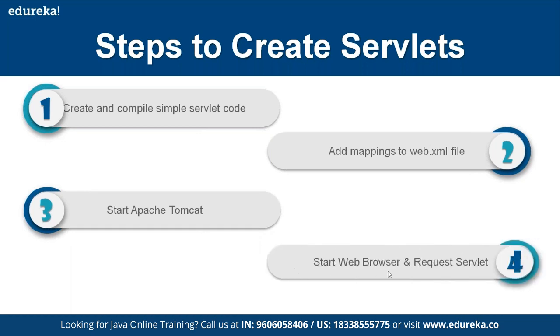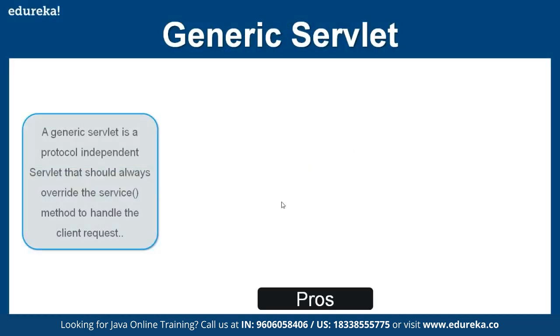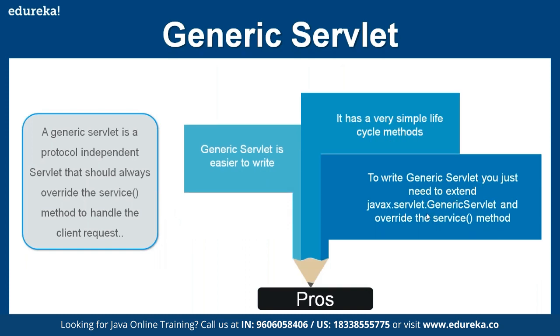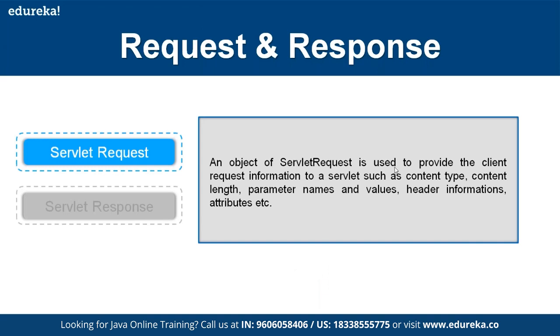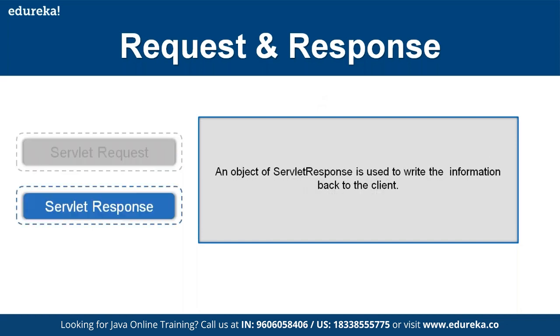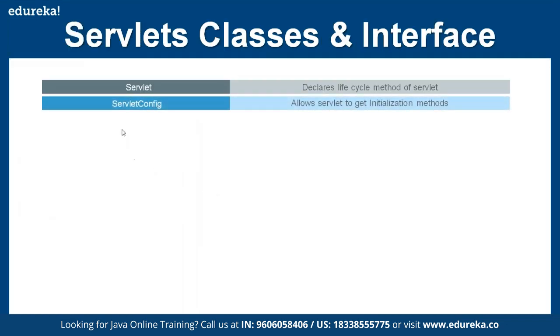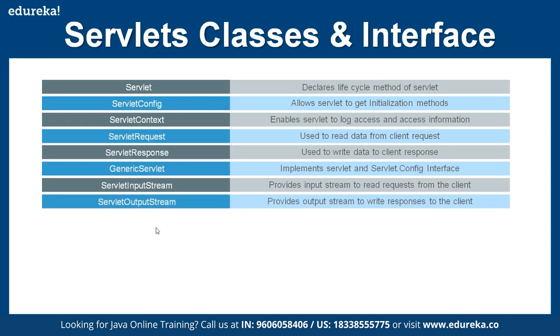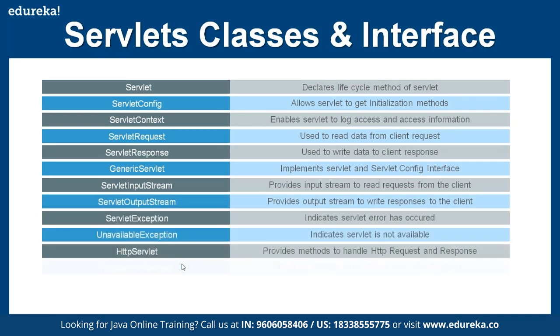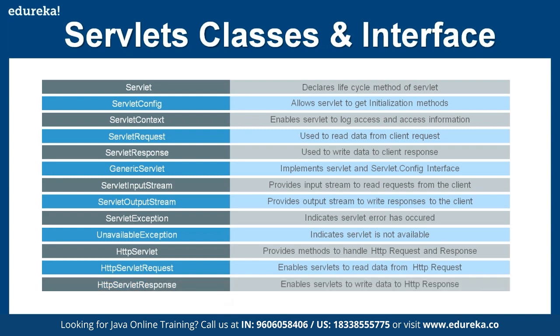So start Apache Tomcat, start the web browser and request from the client. GenericServlet we discussed. The service method is to be defined. So for GenericServlet, you must extend javax.servlet.Servlet and override the service method. Easier to write. ServletRequest and ServletResponse are the two arguments. The HTTP protocol sends an HTTP request object that is stored in HttpServletRequest, and the same way ServletResponse also. So many classes are there: ServletConfig, ServletContext, ServletRequest, response, GenericServlet, ServletInputStream, OutputStream, UnavailableException, HttpServlet, so many classes. Filter also.